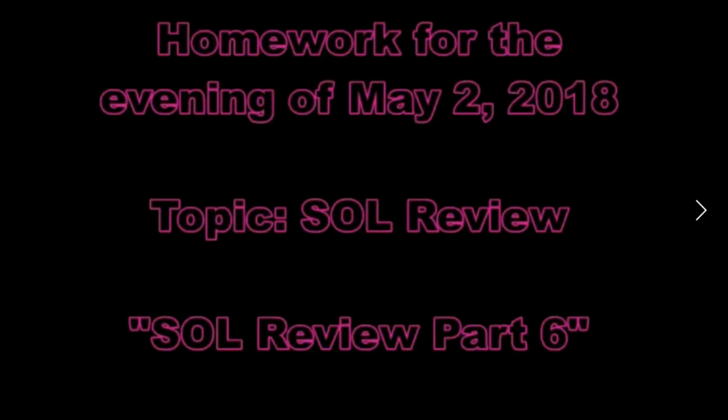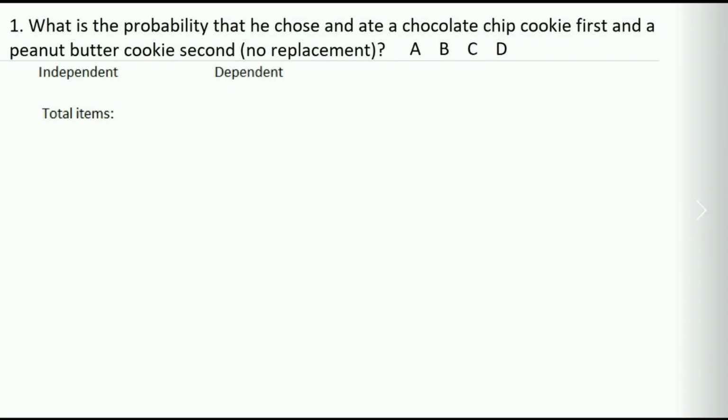Let's get started. Alright, so our first question here, and I'm paraphrasing: what is the probability that he chose and ate a chocolate chip cookie first and a peanut butter cookie second with no replacements? Because if you're eating cookies, you're not putting them back. So this is all probability, and these events are going to be dependent, because when you pull an object out of a collection and then choose again, your second choice is going to depend on your first choice, and you'll see why in a minute.